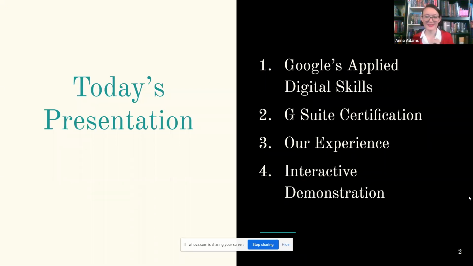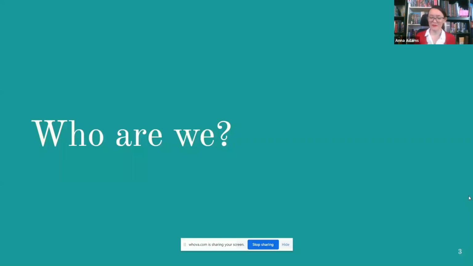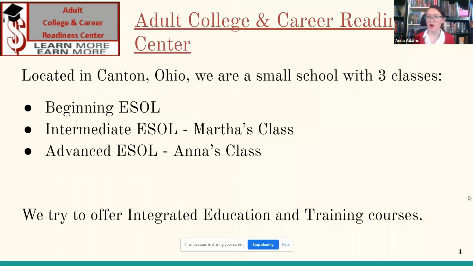So to get started, who are we? We are the Adult College and Career Readiness Center. We're a pretty small program located in Canton, Ohio. We have 3 classes: a beginning ESL, an intermediate ESL with Martha, and then advanced ESL with me. We did this class only with the intermediate and advanced.